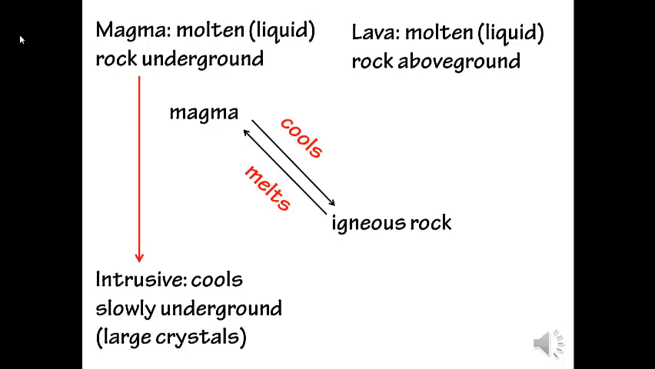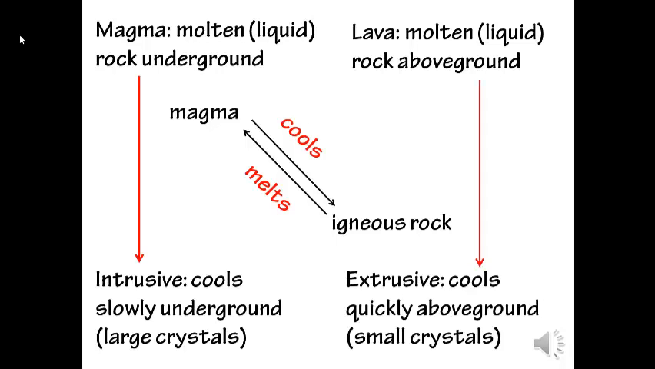Lava is molten or liquid rock found above ground, such as the lava found during a volcanic eruption. When lava cools, it forms extrusive igneous rock. Extrusive igneous rock cools very quickly above ground because it's so much colder above ground than underground. This only allows time for small crystals to form, and sometimes it cools so quickly that no crystals form at all.